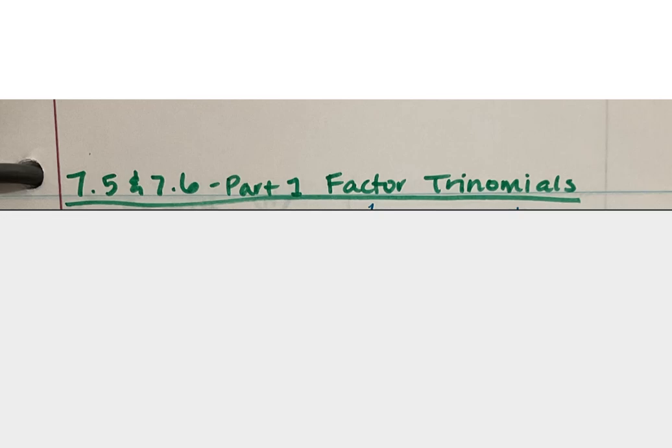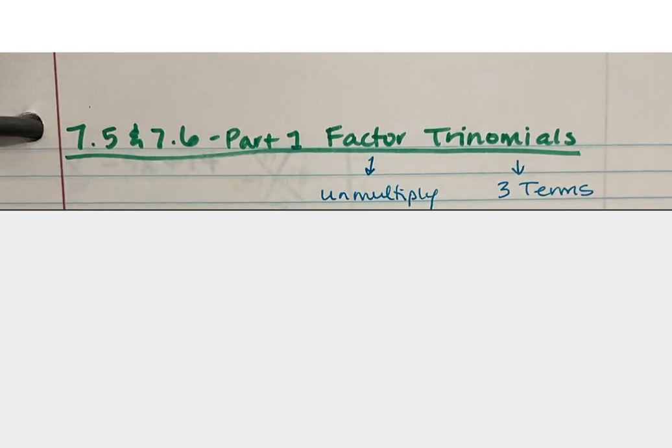All right, so in this video, we're gonna take what we've learned and start factoring trinomials. So remember, factor means to unmultiply, and trinomials means we're gonna have three terms. So we've done GCF factoring where we take out common factors, and we've done grouping where we kind of apply that GCF concept to sets of four terms. Now we're gonna do that for three terms.